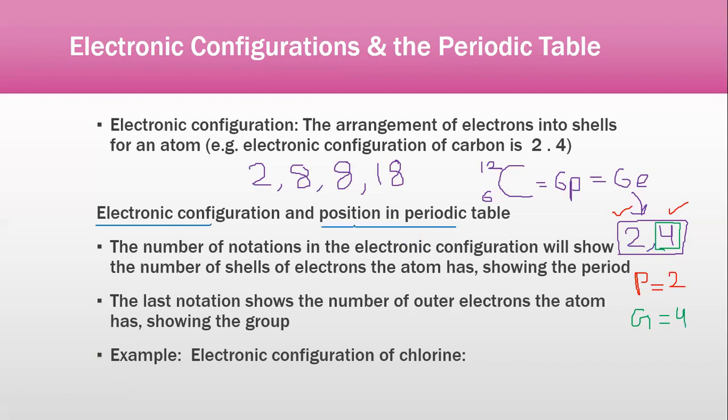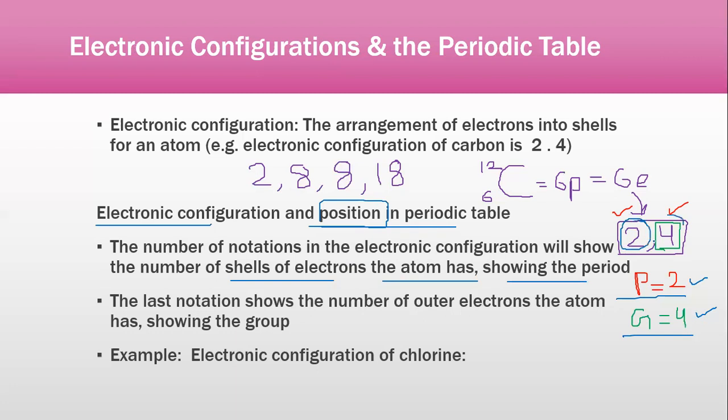आप periodic table के अंदर element की position भी बता सकते हैं. As I just told you, the period number and the group number is enough to identify the element that is present in the periodic table. The number of notations in the electronic configuration will show the number of shells of electrons the atom has, which shows the period. अब number of notations कितनी थी?